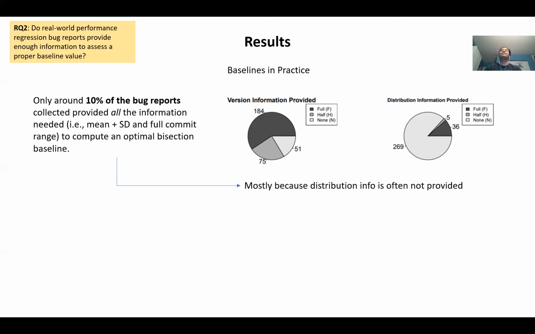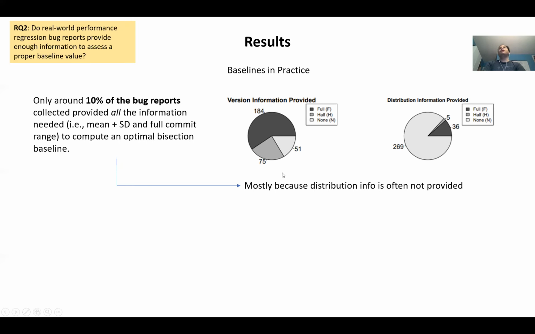range of commits. Okay, so if you look at the sort of breakdown here, most of the time, the reason why it's not fully provided is because most people, even though a lot of them provide the version information, the vast majority of people don't provide the distribution information. So they would basically just only tell you the commit range for the most part, but in most cases, they won't tell you what the distribution information is. Okay.